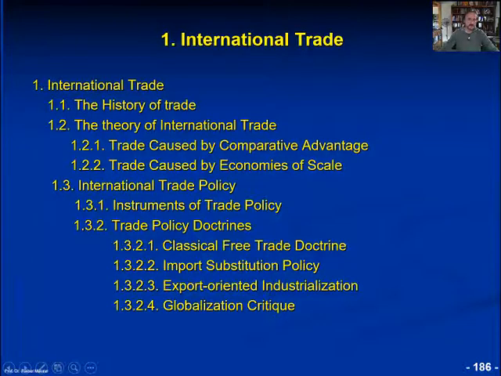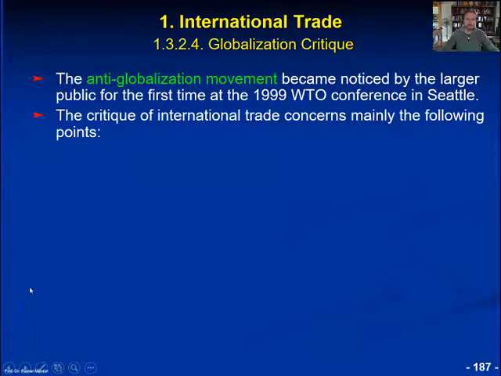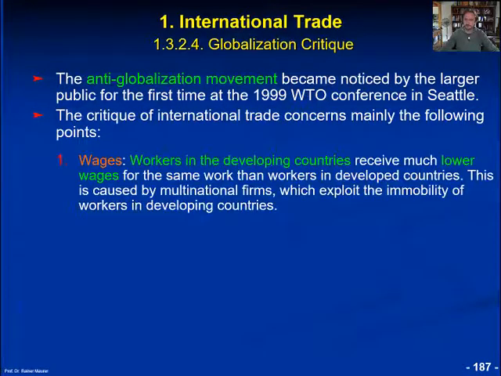In this lesson we will analyze the criticism from the anti-globalization movement against the free trade doctrine. The anti-globalization movement became noticed by the larger public for the first time at the 1999 World Trade Organization conference in Seattle. The critic of international trade concerns mainly the following points.